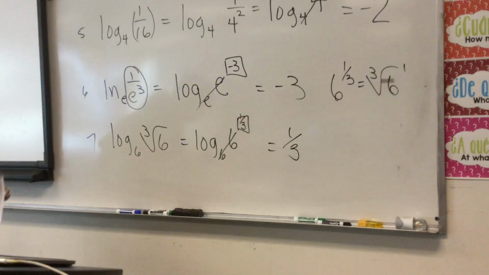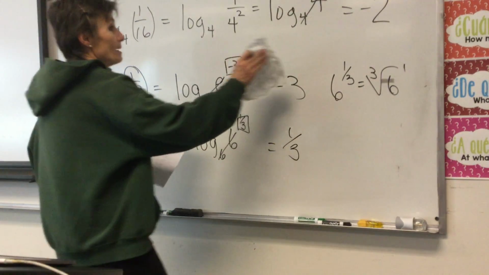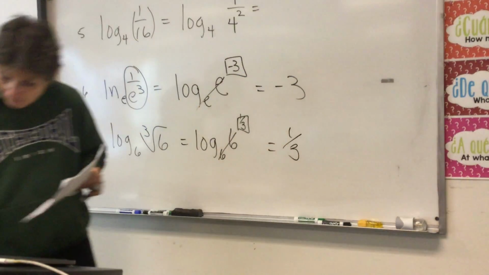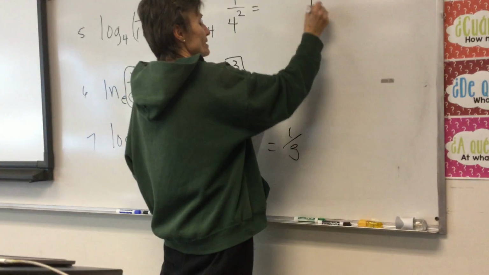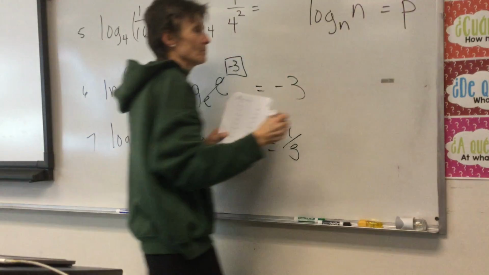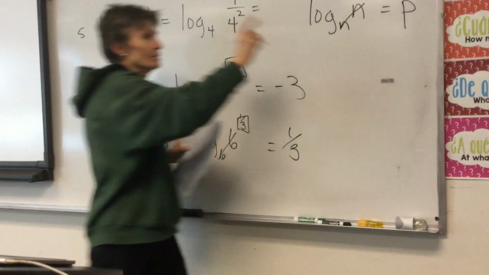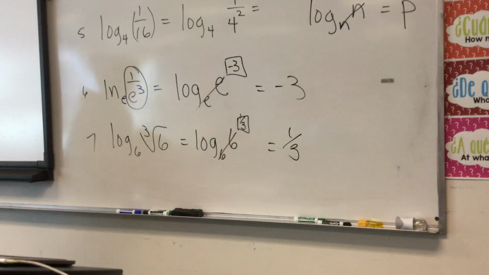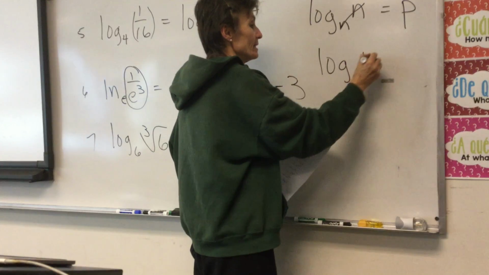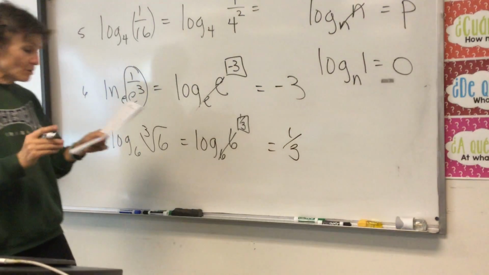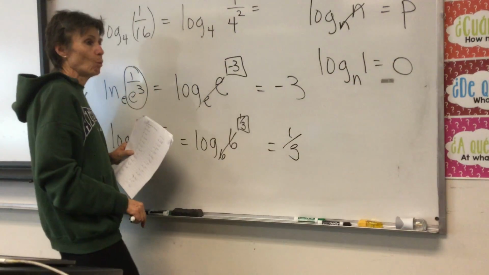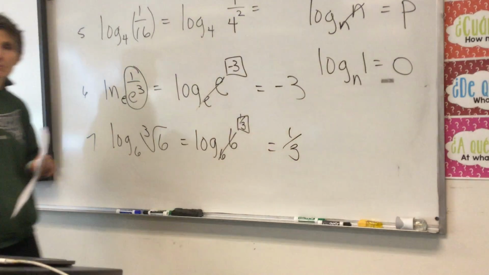So I don't know where I can put it, but we already have one property written down, hopefully. That's the property that says the log base n of n to the pth is p. These two numbers match. Your answer is just p every time. Another property I want you to add to that list is this one. I don't care what the base is. If you're taking the logarithm of 1, the answer is 0.